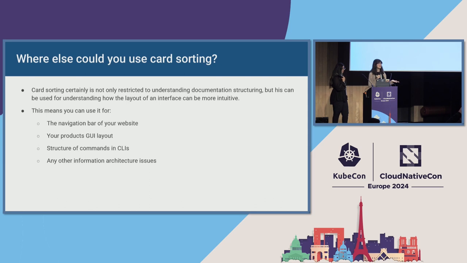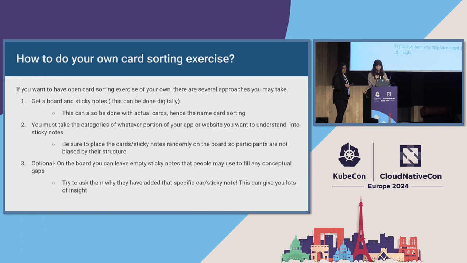So where else could you use card sorting? Is it only okay for documentation? And the answer is no. It's really good for anything that has information in it, which is, I would dare to say, all interfaces. So you can use it for the navigation bar on your website. You can use it to figure out the graphical user interface of your project. You can even use it to structure a command line, to understand what structure and order makes most sense to people, and really any other information architecture issues.